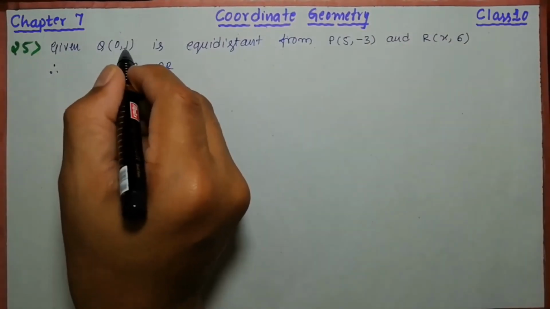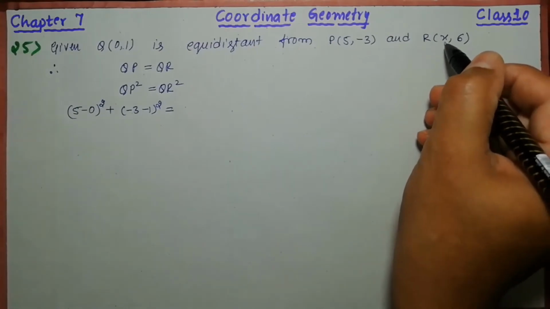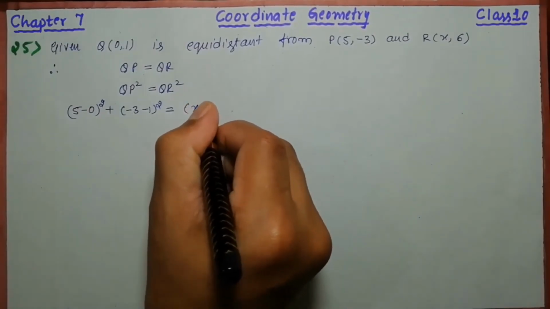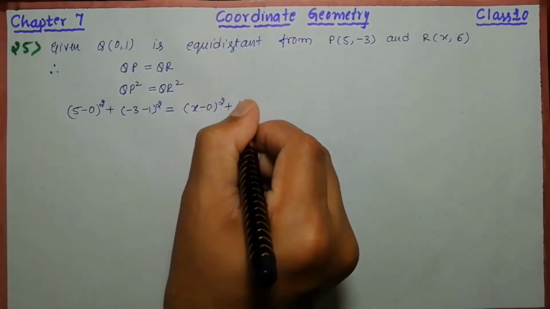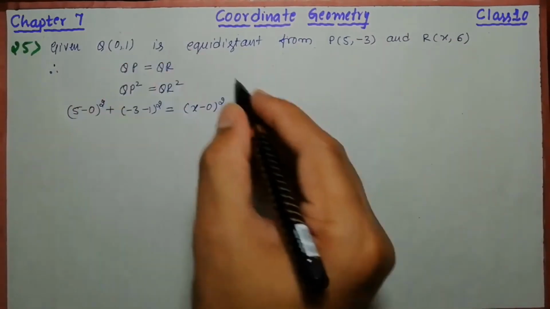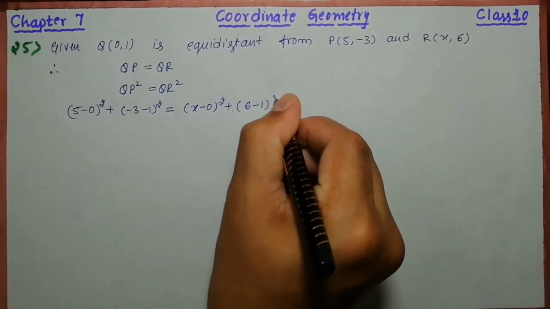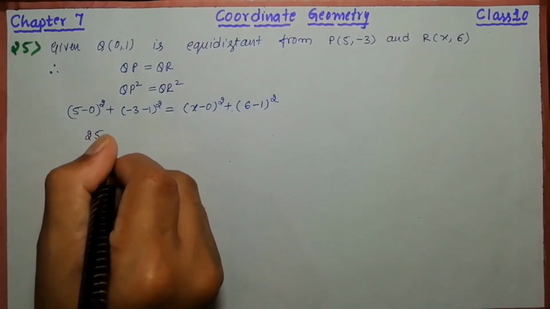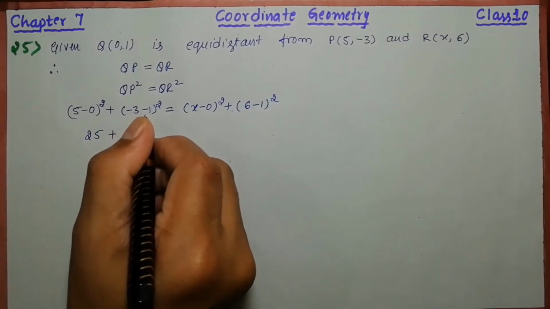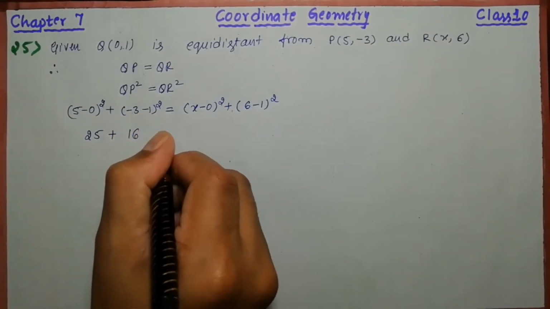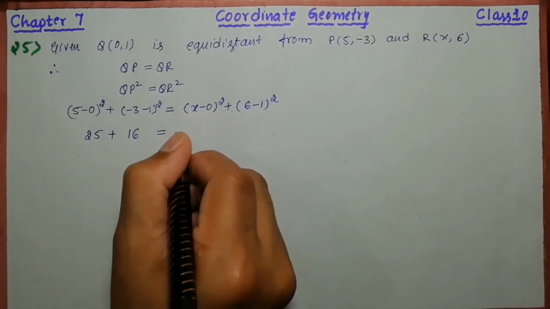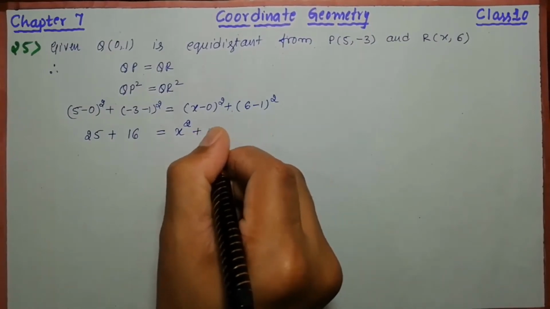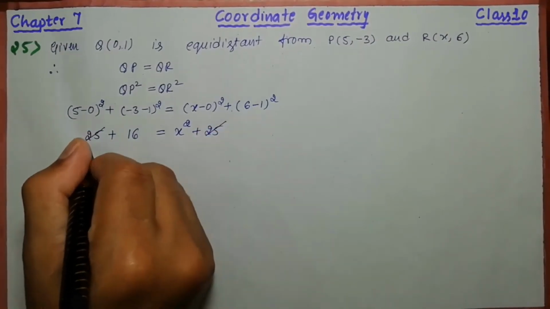I'm going to take this one as x1, y1 and this one as x2, y2. x2 minus x1 whole square means x minus 0 whole square, and then plus y2 minus y1, which means 6 minus 1 whole square. 5 minus 0 whole square is just 5 square, it will become 25, and then plus minus 3 minus 1 means minus 4, minus 4 whole square will become 16. And x minus 0 is just x, it will become x square. 6 minus 1 means 5, 5 square means 25, and 25 will get cancelled.